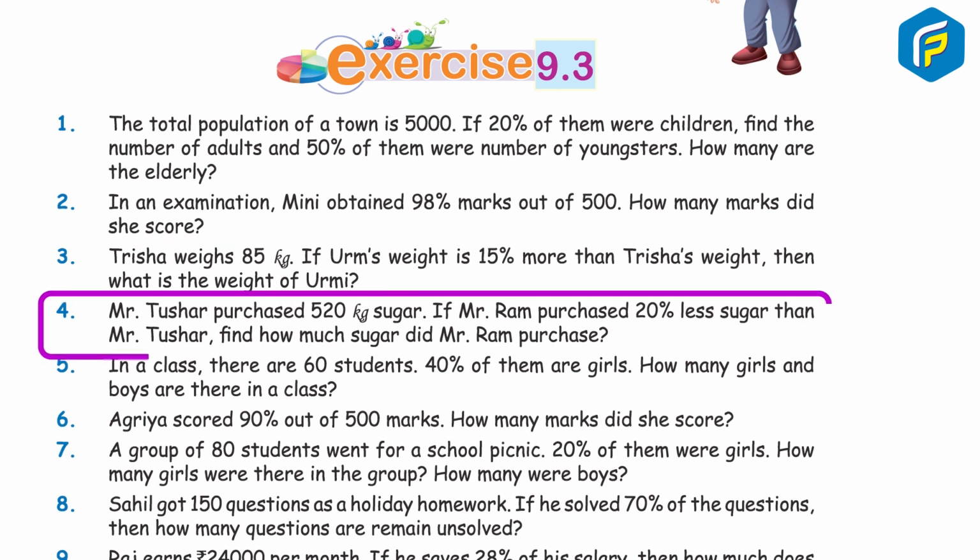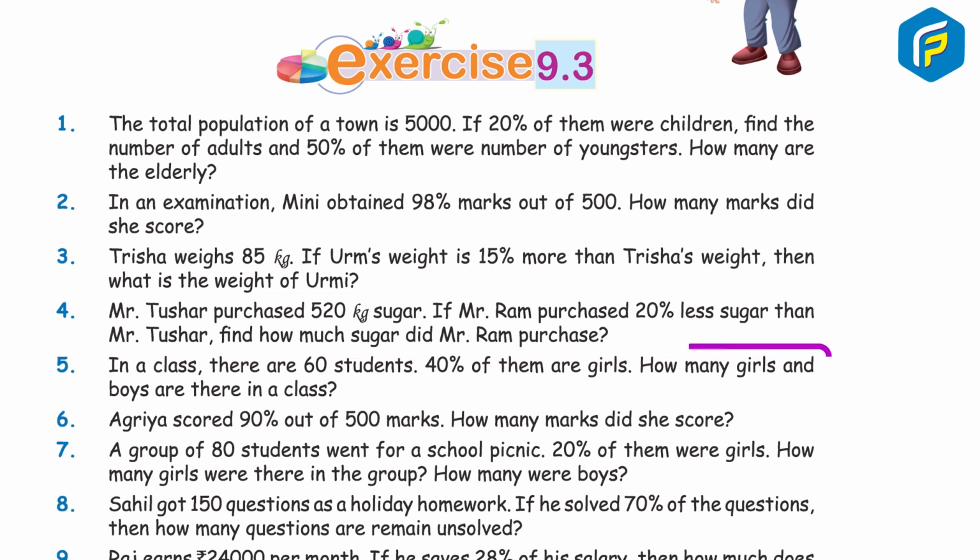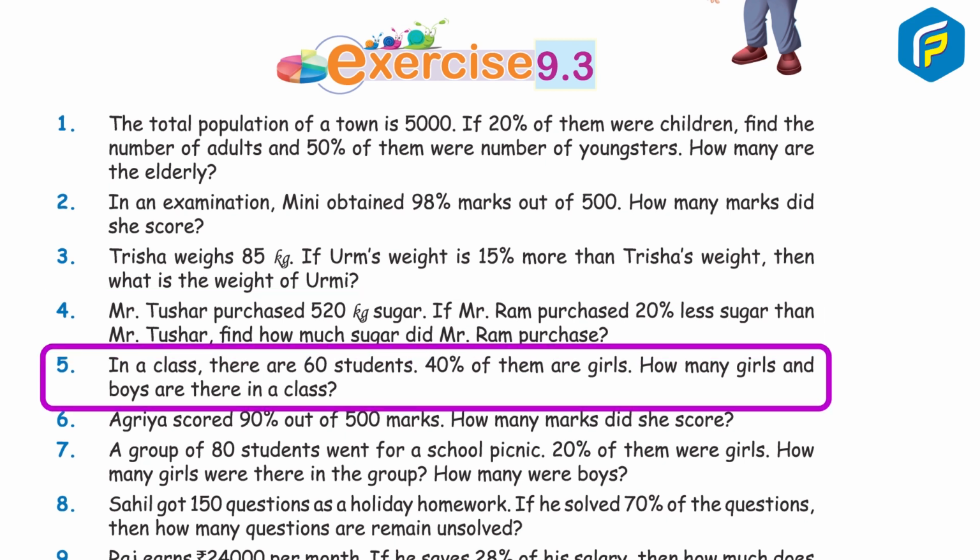97.75. Question 4. Mr. Tushar purchased 520 kg sugar. If Mr. Ram purchased 12% less sugar than Mr. Tushar, find how much sugar Mr. Ram purchased. Answer 416. Question 5. In a class there are 60 students. 40% of them are girls. How many girls and boys are there in the class? Answer: 24 girls, 36 boys.